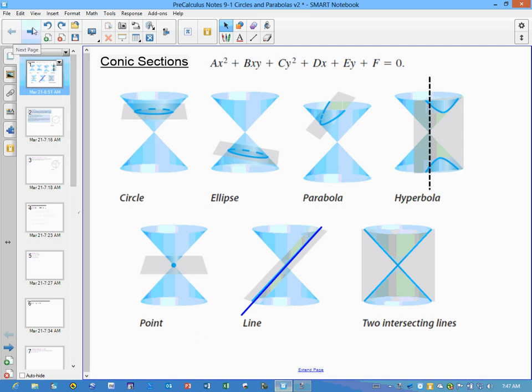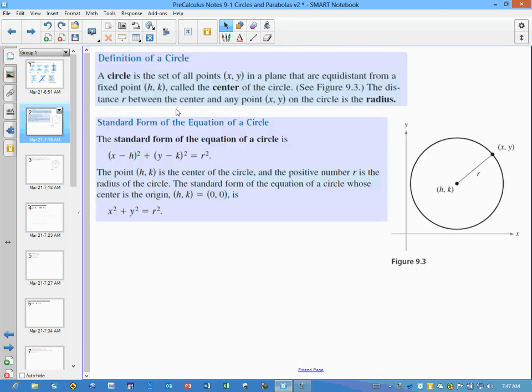Now let's look at our geometric definitions. Today we're going to work with circles and parabolas. So our geometric definition of a circle: it is the set of all points that are equidistant from a fixed point, which we call the center. And we typically use h and k to denote the coordinates of the center. H is your x coordinate, and k is your y coordinate of the center.